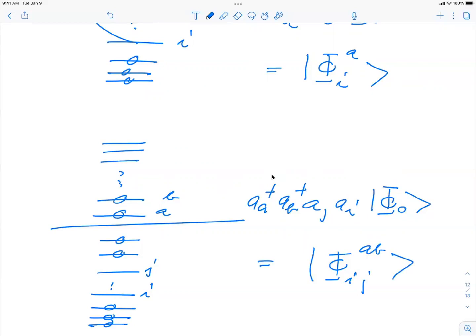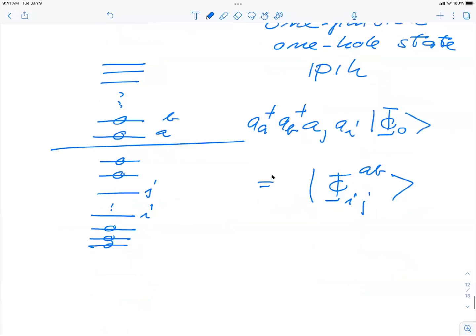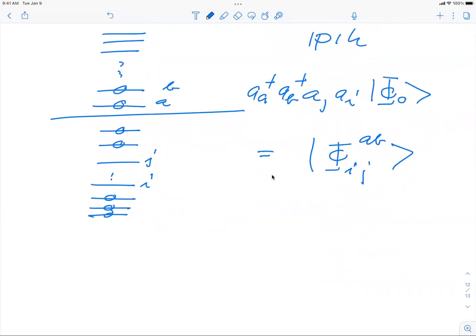And then you can continue like that. You can have three particles being promoted from below the Fermi level to above the Fermi level, and so forth. So the notation which we are going to use now is that this is going to be called a one-particle, one-hole excitation, or a one-particle, one-hole state, and it's typically just written out as 1p-1h. This other state which you see here is obviously a two-particle, two-hole state.